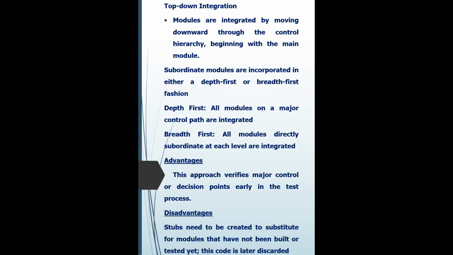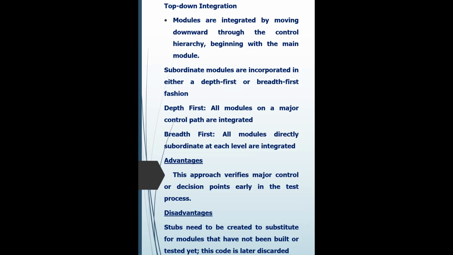First, we discuss top-down integration testing. This approach is one in which modules are integrated by moving down the control structure. Modules subordinate to the main control module are incorporated into the system in either a depth first or breadth first manner. The integration process can be performed using the following steps.